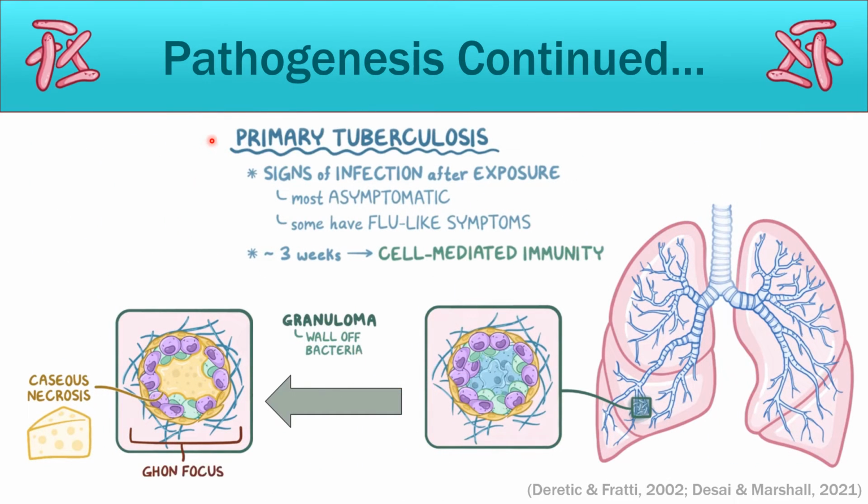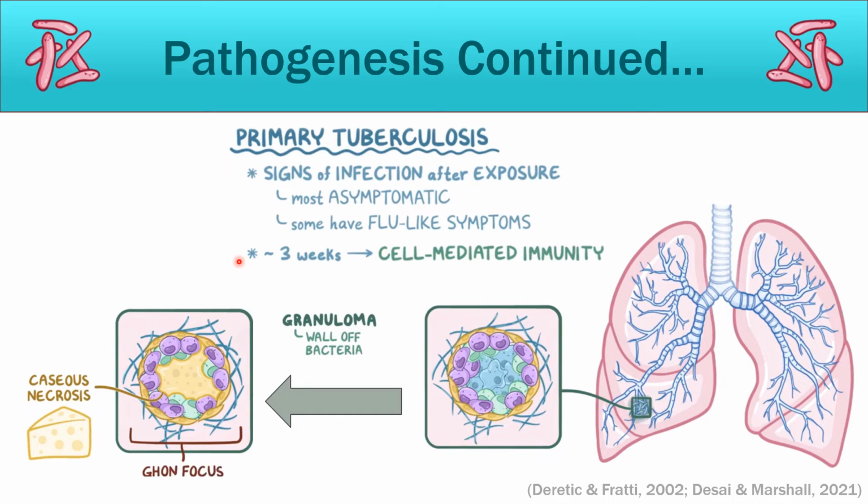At this point, somebody has started to develop what's known as primary tuberculosis. This means that the person will start to show signs of the infection soon after being exposed to the TB bacteria. Even though it sounds really bad, most people at this stage are actually asymptomatic. That means they don't show any signs whatsoever. Others will show more flu-like symptoms that are pretty mild.